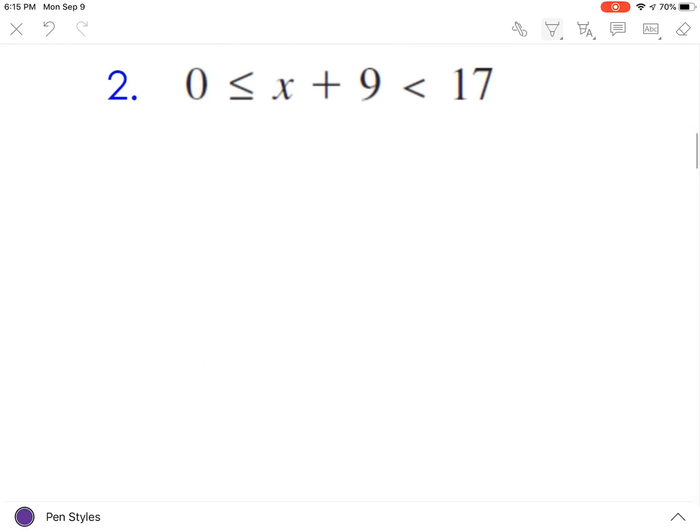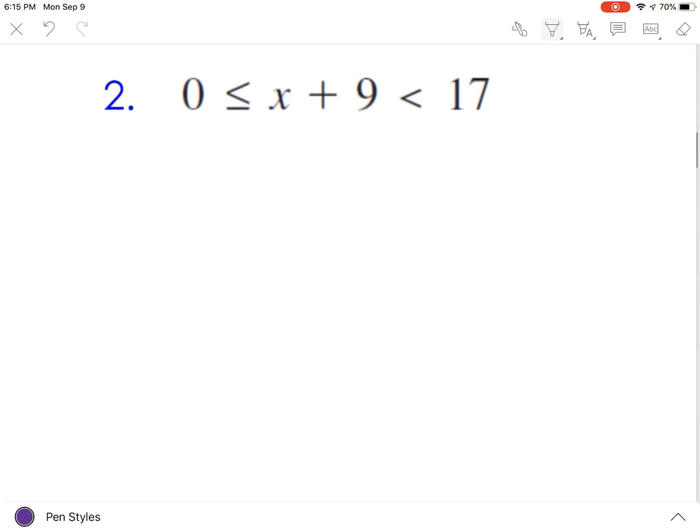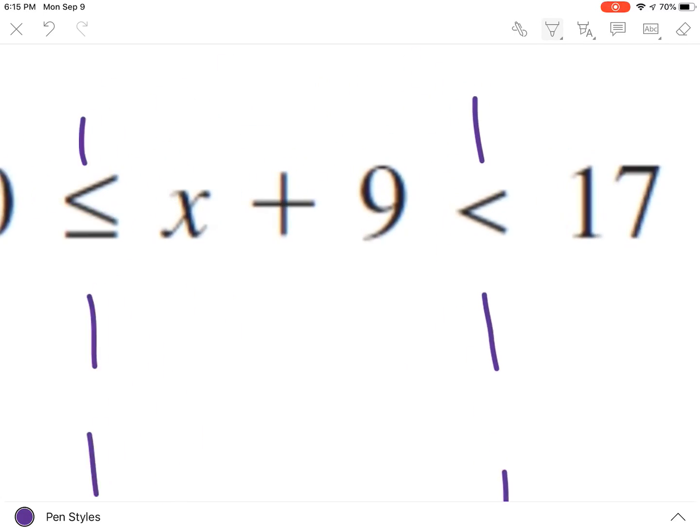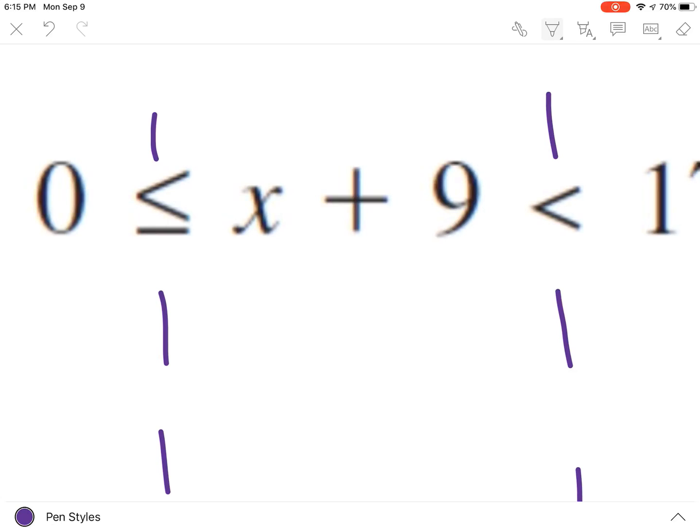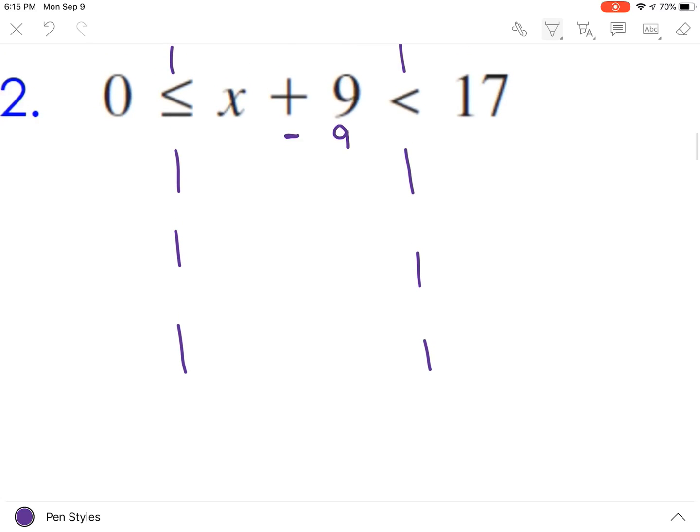Let's take a look at number 2. It would be a good idea to pause and see if you can solve this one for yourself. Number 2, we have 0 is less than or equal to x plus 9, which is less than 17. So I'm going to do the same thing. I'm going to split this up into my 3 sections. And just looking at x plus 9, well, if I'm adding 9, the inverse of that is to subtract 9. Since I subtract 9 to one section, I have to do it to all the other sections. Well, 0 minus 9 is negative 9. X just stays x. 9 minus 9 eliminates to 0, and 17 minus 9 is 8.